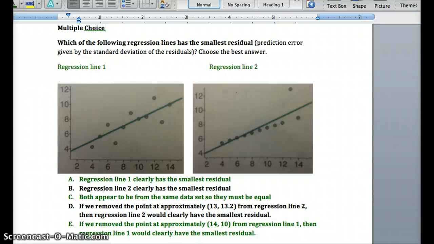So here's your multiple choice. Which of the following regression lines, regression line 1 is here, regression line 2 is here, has the smallest residual? So choose the best answer. This is something you don't have to calculate, but I want you to have a good sense of what we mean by residual. They each have best fit lines, and here are your 5 options. So go ahead and pause right now, read over the lesson, and go over these things in your book so you have a good sense of what they mean and look at more examples, and then answer the multiple choice and free response below.